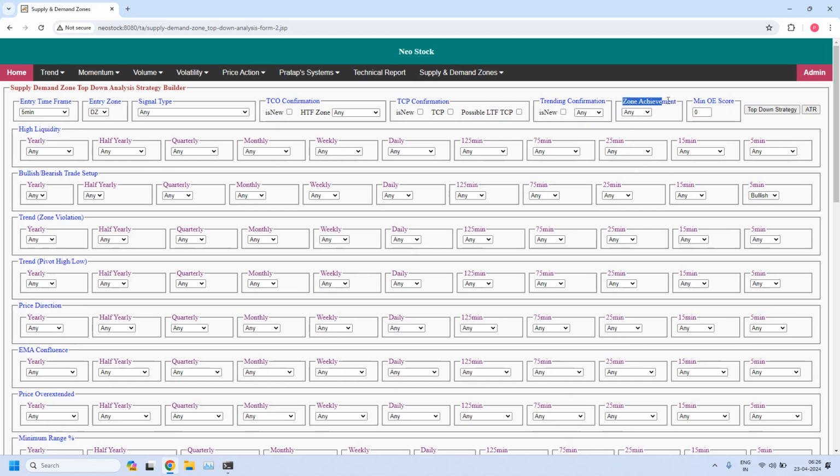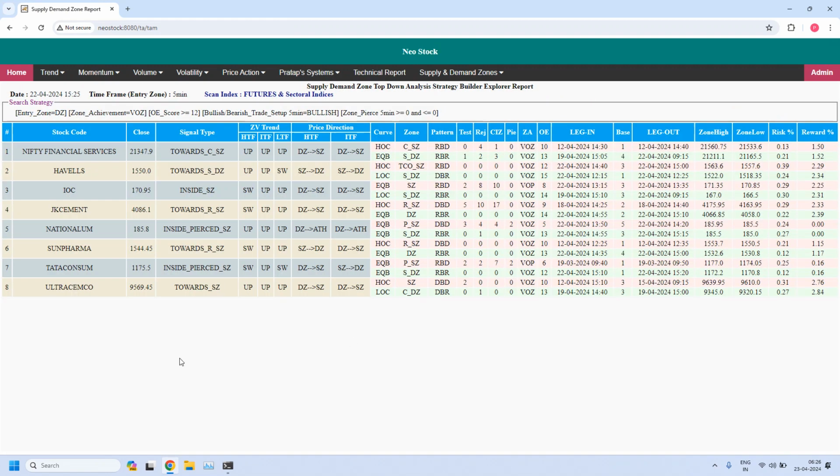And next, the second parameter, zone achievement, we are selecting VOZ, violated opposing zone. And the minimum odd enhancer score should be 12. Now let us filter bullish trade setup for hourly income trade. So these 8 stocks are supporting bullish trade setup for hourly income trade.